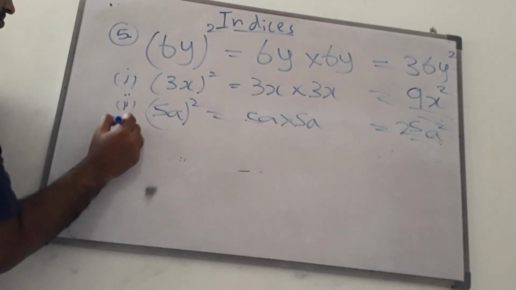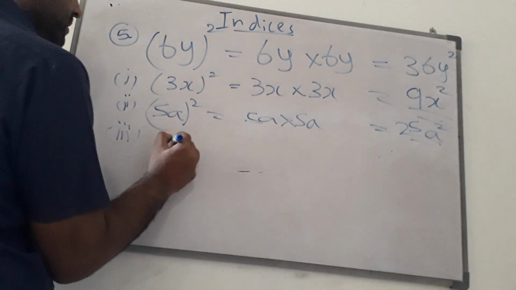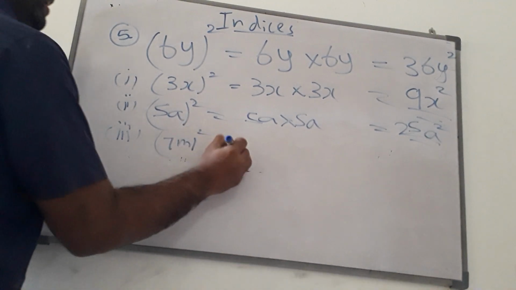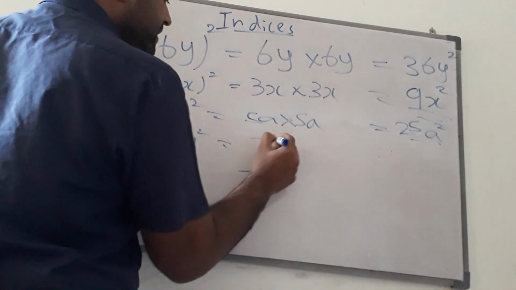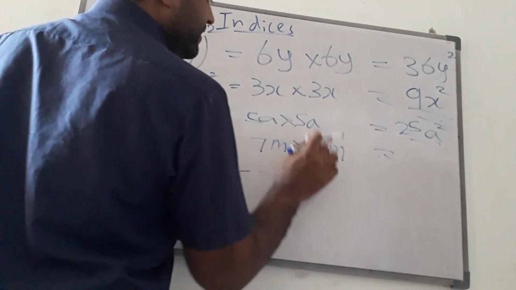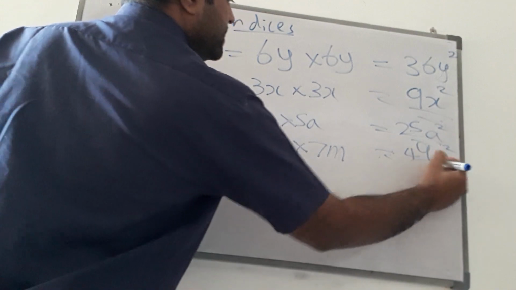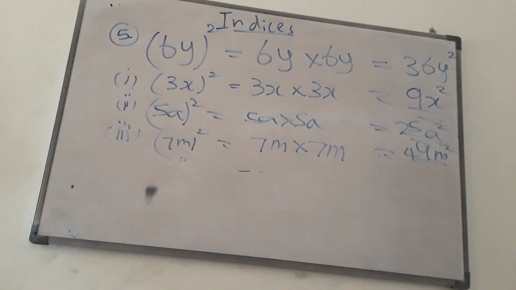Third question. 7m altogether squared. 7m altogether squared means there are two 7m's to be multiplied with each other. 7 times 7, 49, m times m, m squared, so it is 49m squared.